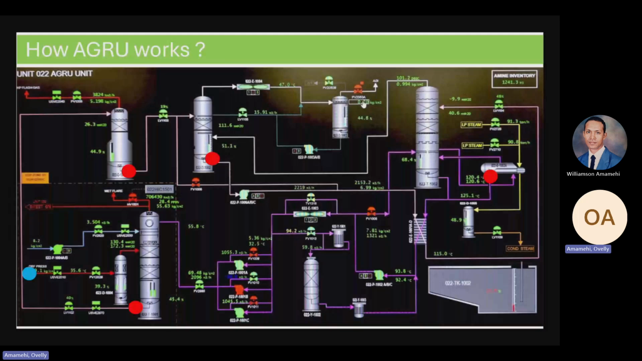Then the rich amine goes down to the LP flash drum and flows to the plate heat exchanger through pump 1006. And then it continues to flow to the stripper E1002.